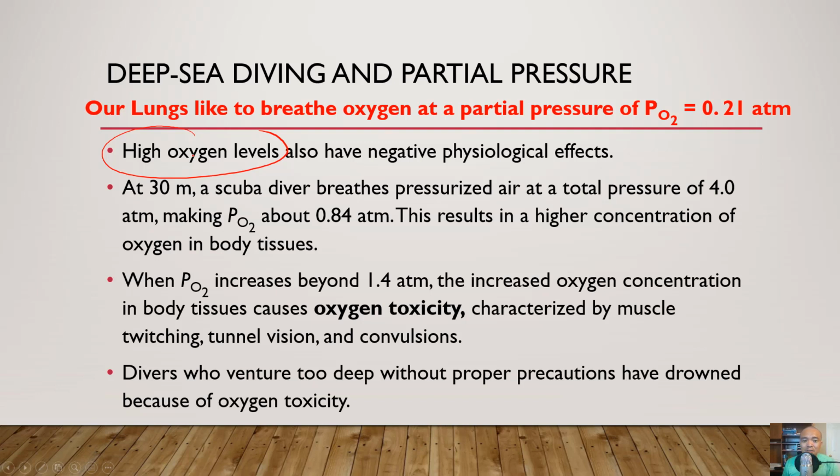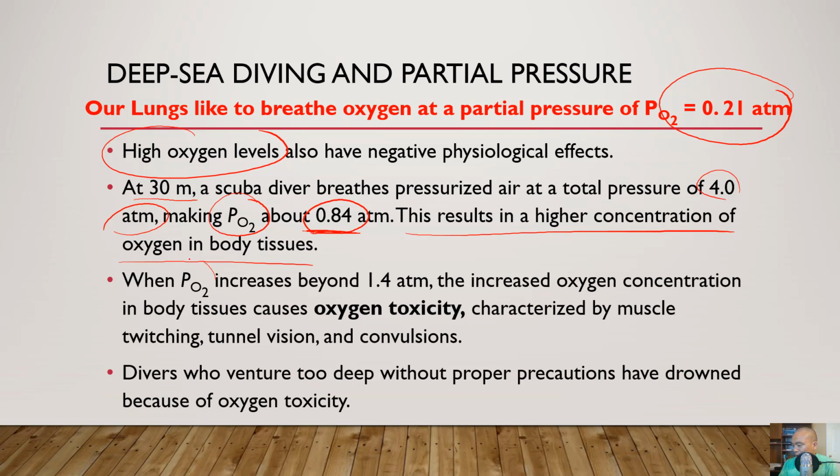For example, when scuba divers are 30 meters below water, they will undergo 4 atm of total pressure. So this will make the partial pressure of oxygen 4 times as much. So rather than having 0.21 atm, the partial pressure of oxygen will be 0.84 atm. And this results in higher concentration of oxygen in our body tissues. When the partial pressure of oxygen increases beyond 1.4 atm, the increased oxygen concentration in body tissues causes oxygen toxicity, characterized by muscle twitching, tunnel vision, and convulsions. Divers who venture too deep without proper precautions have drowned because of oxygen toxicity.